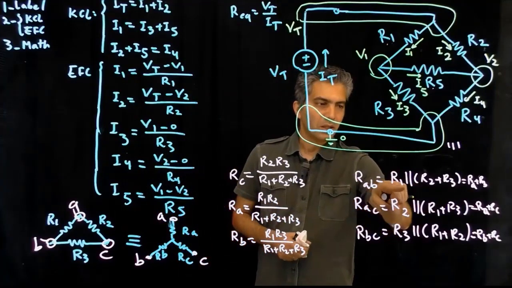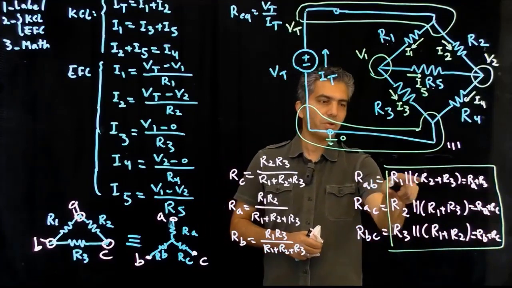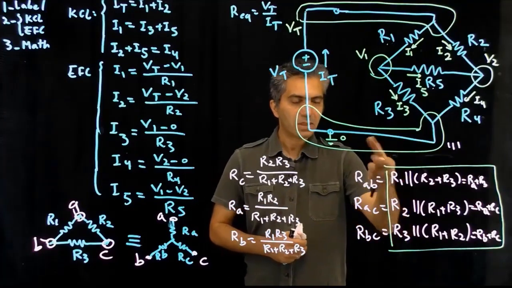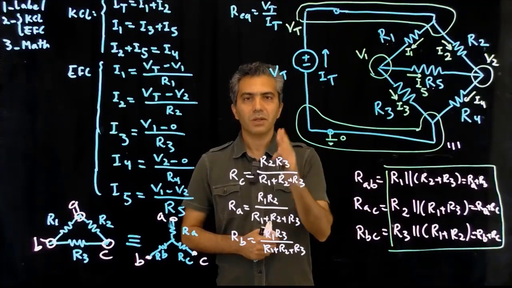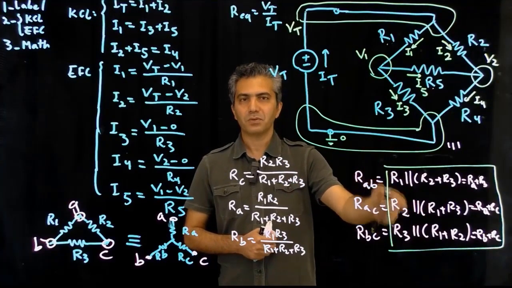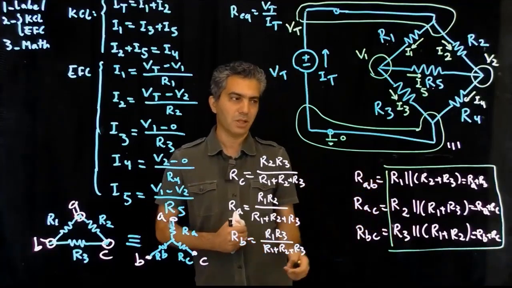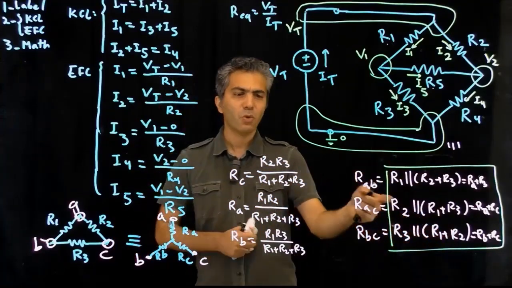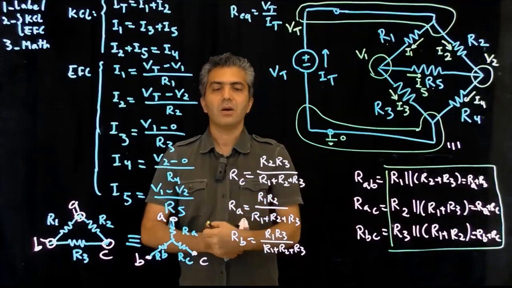Now, once you do that, look at these. You have three equations that relate R1, R2, and R3 to RA, RB, and RC. If you assume out of these two sets of resistors, meaning R1, R2, and R3, and RA, RB, and RC, that one set is known and the other set is unknown, then you have three equations and three unknowns. You can calculate the unknowns as a function of the knowns, and you can do that both ways: you can calculate RA, RB, and RC as a function of R1, R2, and R3, or you can calculate R1, R2, and R3 as a function of RA, RB, and RC.